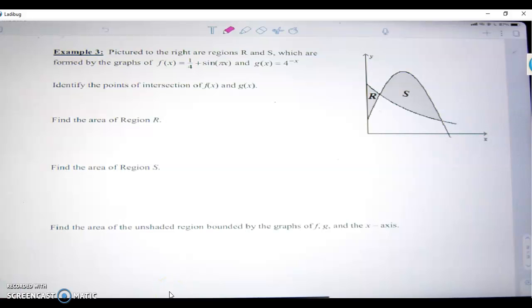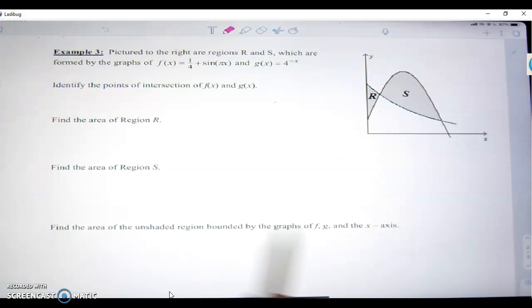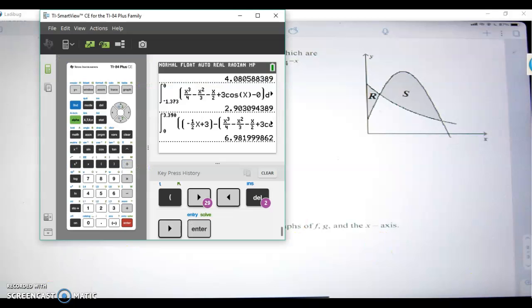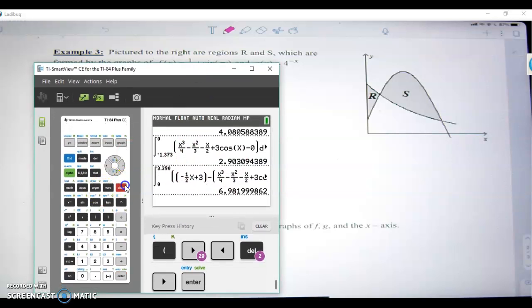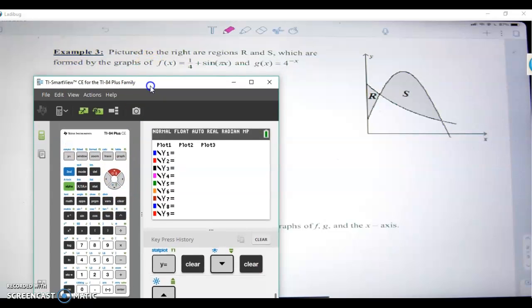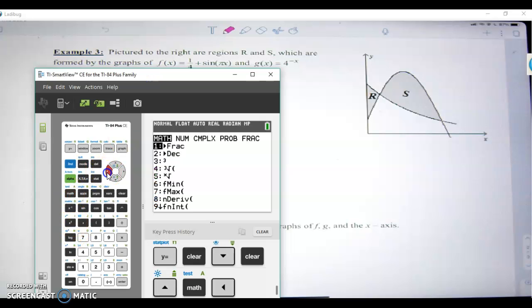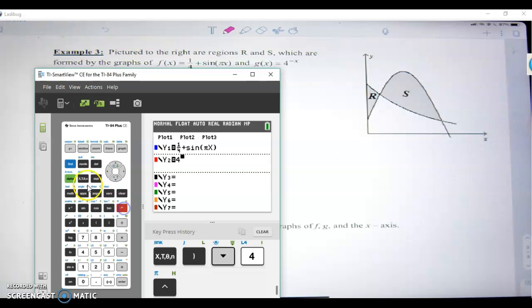Okay, so for this last area problem, we have the graph of f of x is 1/4 plus sine pi x and g of x is 4 to the negative x. So let's go ahead and graph those in our calculator. So we have 1/4 plus sine pi x, and then in y2 we have 4 to the negative x.